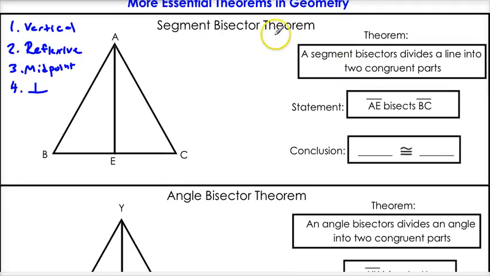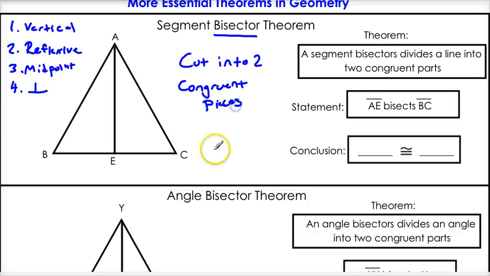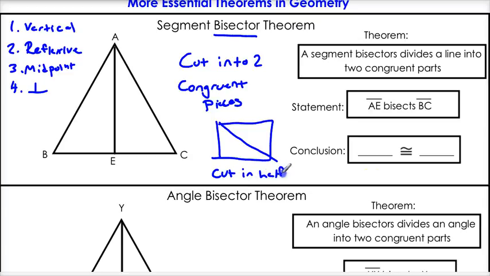The first one is the segment bisector theorem. And this is our key word here. Bisector, anything that bisects means to cut into two congruent pieces. Or another way to say that is it's to cut it in half. You have to cut it in half, okay? Cut in half. That's what bisect means. So a segment bisector, well, this is our theorem, a segment bisector divides a line into two congruent parts, which makes sense. Let's take a look at how this would be used.